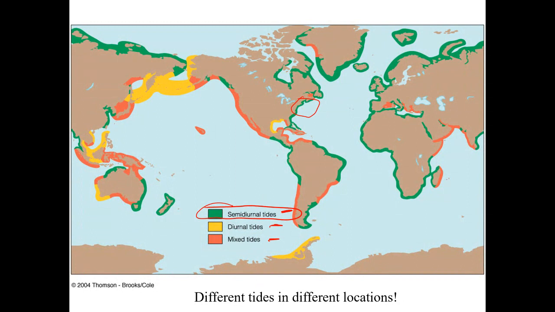So it's two highs and two lows of unequal height every lunar day. A diurnal tide means one high and one low every day. Not partial. Mixed, as you know from mixed interference, constructive and destructive together, gives you highs and lows on a changing basis. Again, we're going to focus here on semi-diurnal: partial high, partial low, two per day, highs and lows.